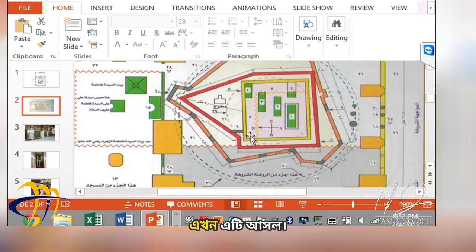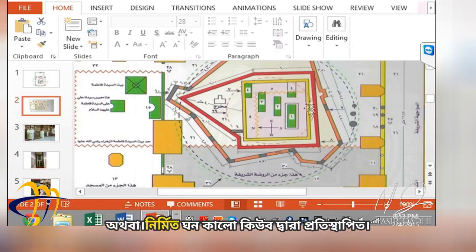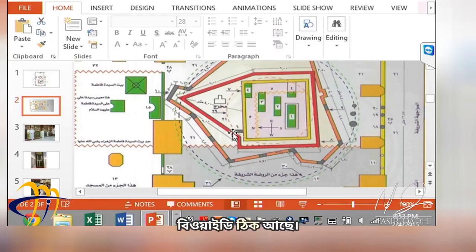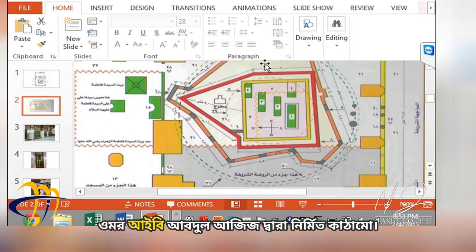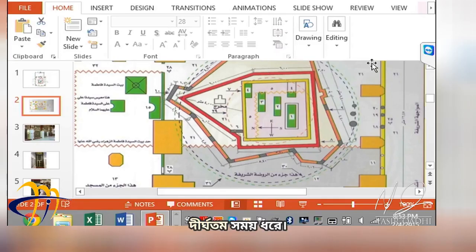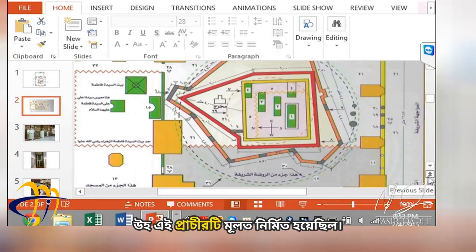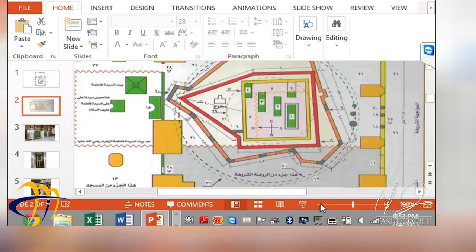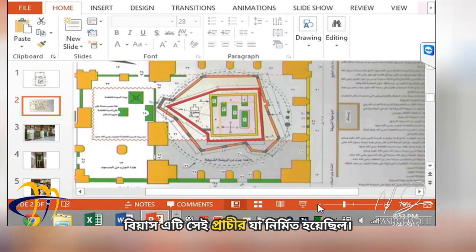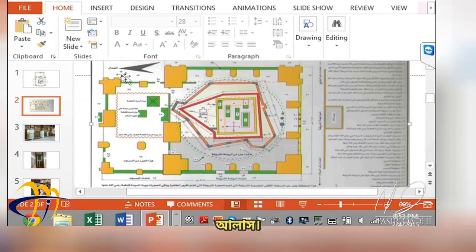Now, this is the original house of Aisha, either protected by or replaced by the thick black cubes built by Umar ibn Abdul Aziz. This as well is the pentagonal structure built by Umar ibn Abdul Aziz. And this was what was there for the longest time, as we said, over 500 years. This wall was originally built by Al-Zahir Baybaras.